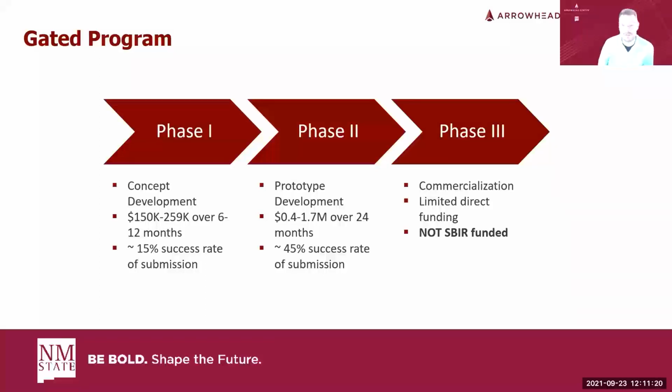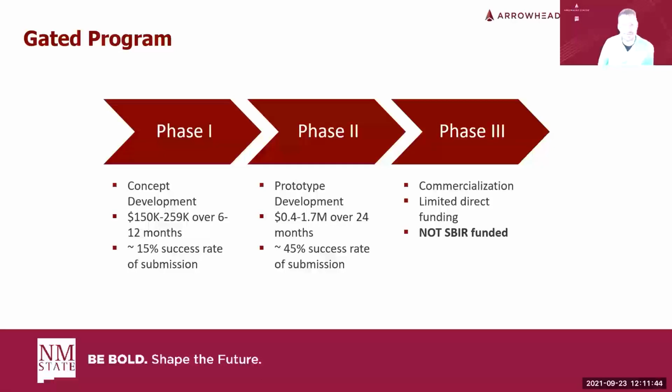Phase 3 is actually the commercialization. Phase 3 is selling it. Phase 3 is getting it into a customer's hands and getting revenue off of it. Now, phase 1 is funded anywhere between roughly around 50,000 for some of the smaller DoD opportunities, up to about 260,000.